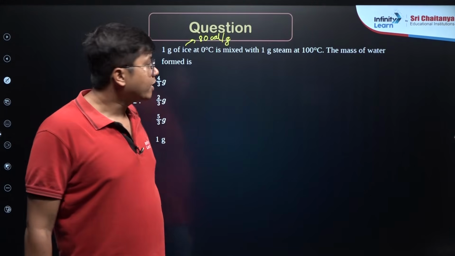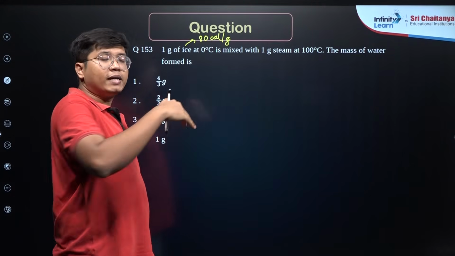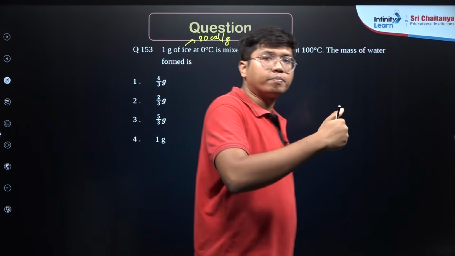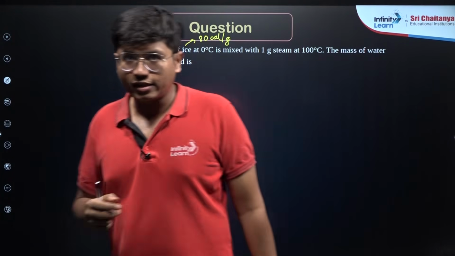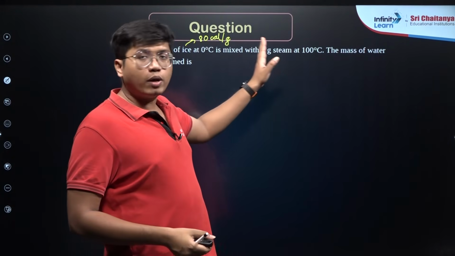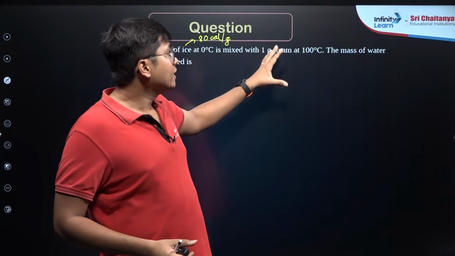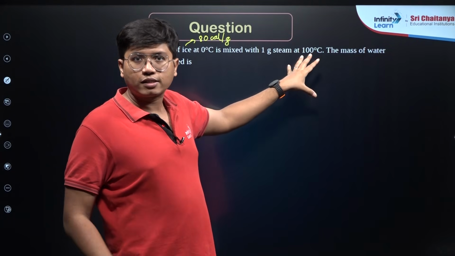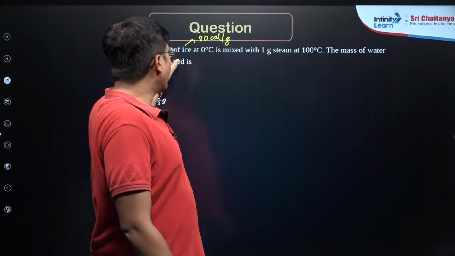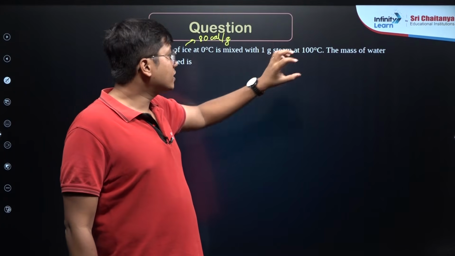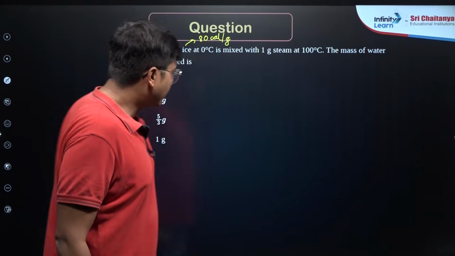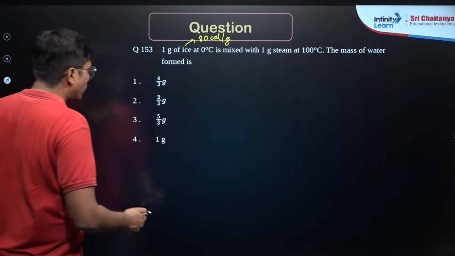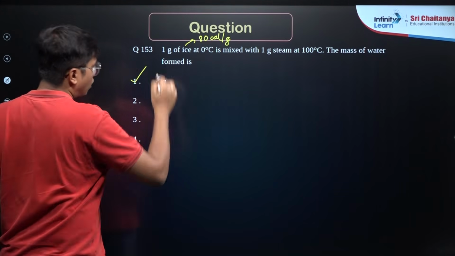So what you have to think about now is this ice that has melted, that was converted to water, that water will heat up to 100 degrees Celsius. By the time it gets to 100 degrees Celsius, you will find that still the entire steam has not condensed. Then it's just the 1 gram plus whatever is the mass of steam that had to condense to provide the total energy, that would be it. So if you solve for it, I think you'll get it as option 1.